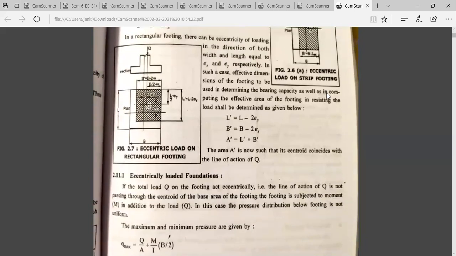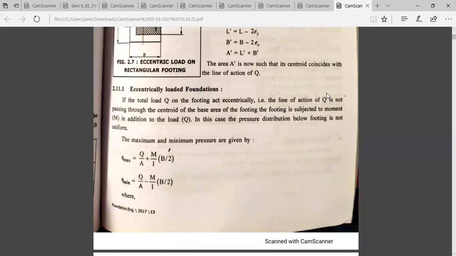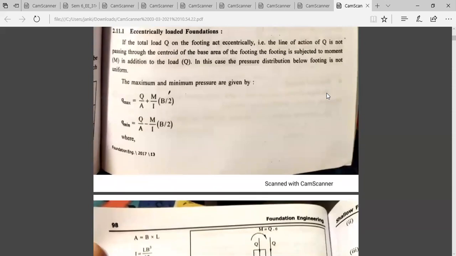Now we're talking about the eccentrically loaded foundation. If the total load is Q on the footing at eccentricity, the line of action of Q is not passing through the centroid of the base area of the footing, so the footing is subjected to a moment in addition to the load Q. In that case, the pressure distribution below the footing is not uniform. The maximum pressure is equal to Q by A plus M by I times B by 2, and the minimum pressure is equal to Q by A minus M by I times B by 2. Here Q is the load, A is the area, M is the moment.